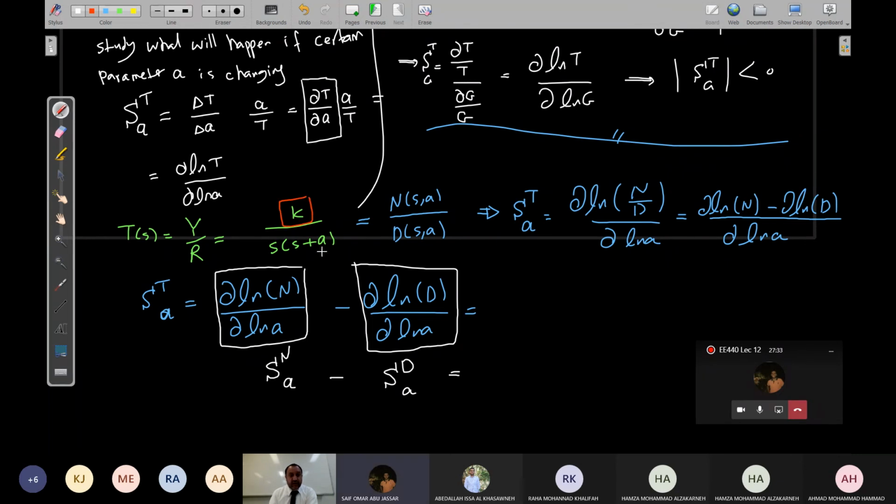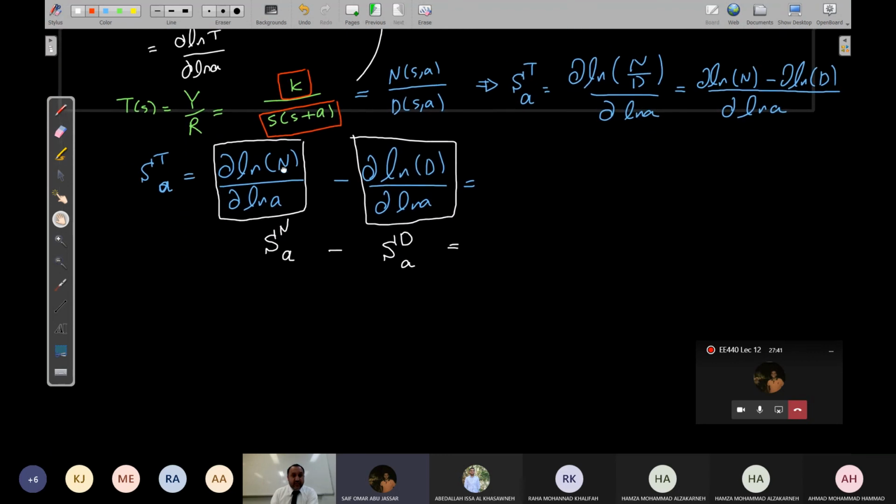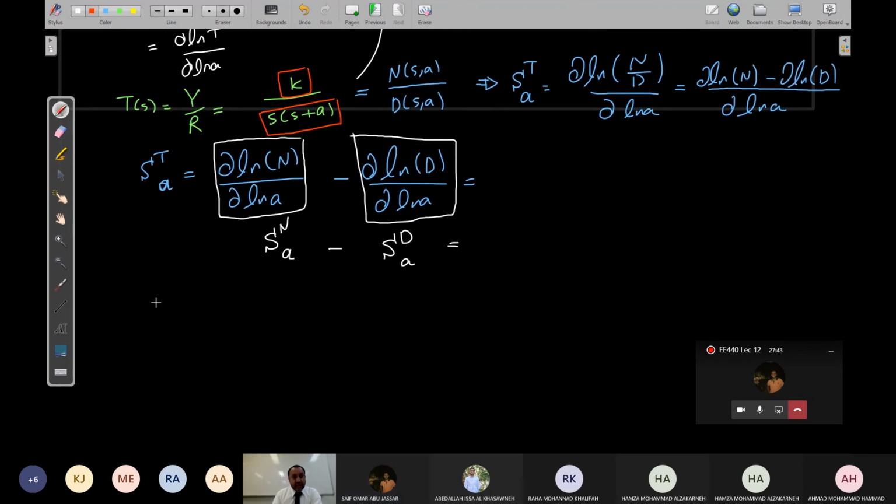AK. And D equal to what? S multiplied by S plus A. Good. So here, let's make room for this one and say that N for this example equals K, and D for this example equals S times S plus A. Now, who can evaluate the first one here? This one.